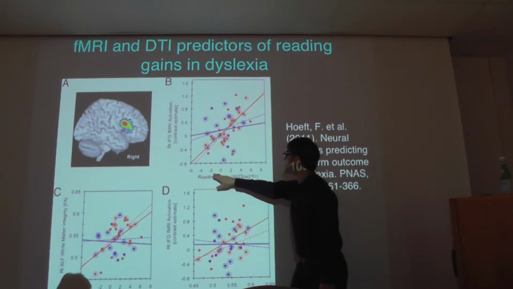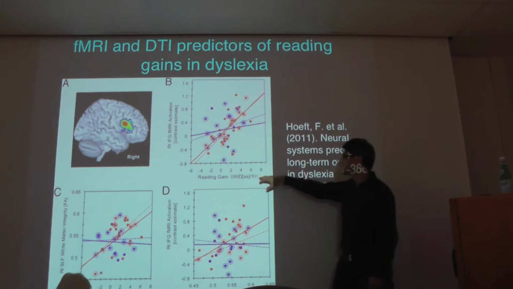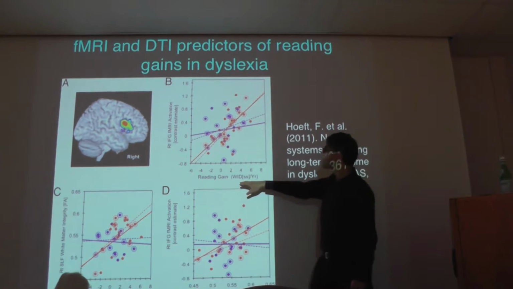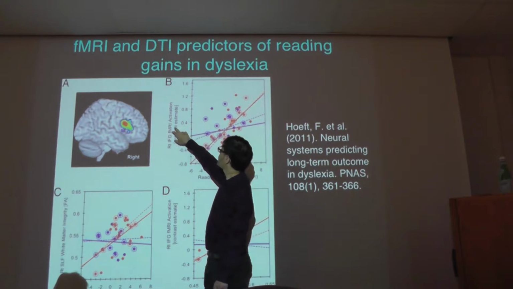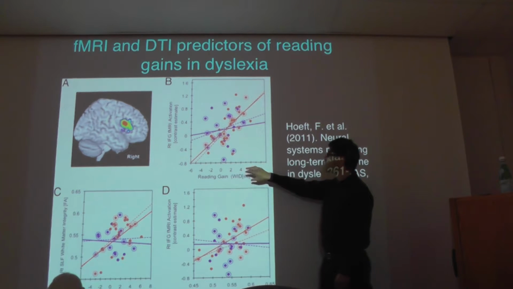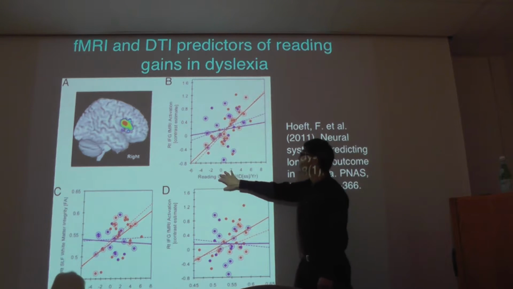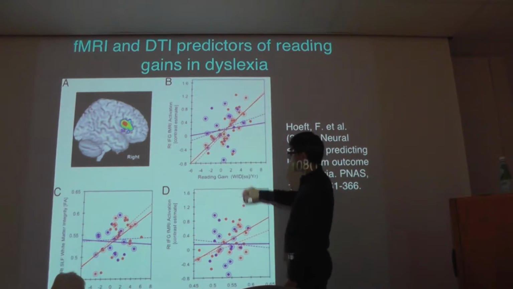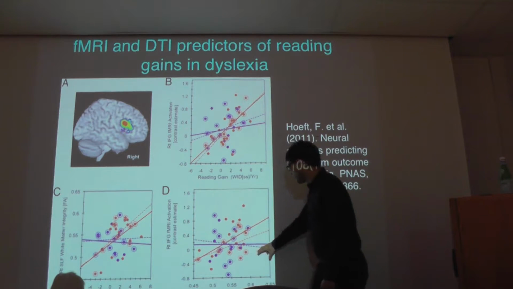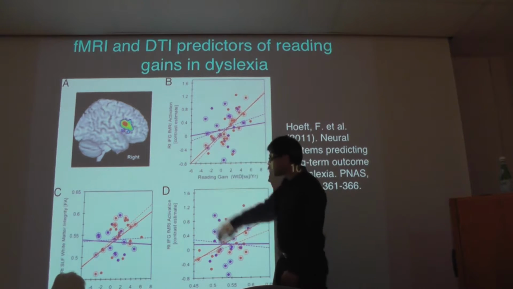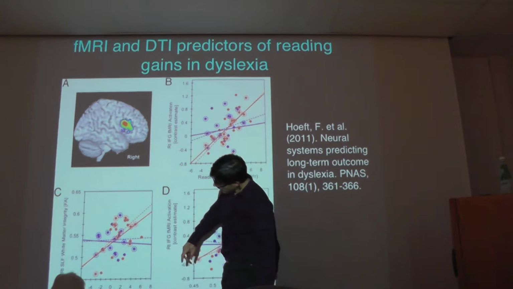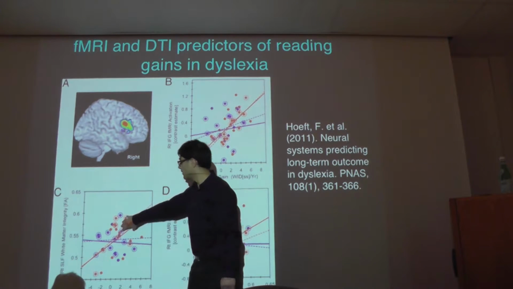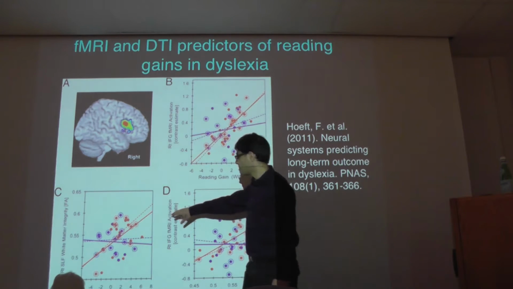So in this case, it means the greater your reading gain. I don't know if you can read these axes labels, but this says reading gain, and this says right inferior frontal gyrus fMRI activation. So if you're a red person, red is the people who got better, the more you gained in reading, the more activation you had here. And this shows the more white matter integrity you have there, the more activation you have there, so the functional and structural sort of go together. And this one shows the more reading gain you have, the more white matter integrity. So this shows that the behavior and the structural connectivity measure go together.